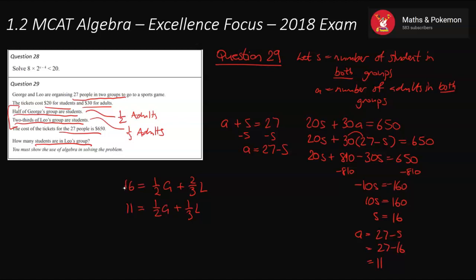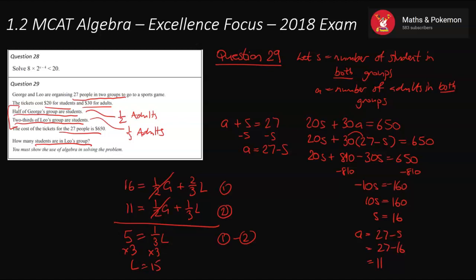So I'm actually going to subtract them. So that's equation number 1, that's equation number 2. This here will be equation number 1 minus equation number 2. So we've got 5 is equal to, the G's cancel each other out, 1/3 of L. And we're going to go times 3, which means L is equal to 15.